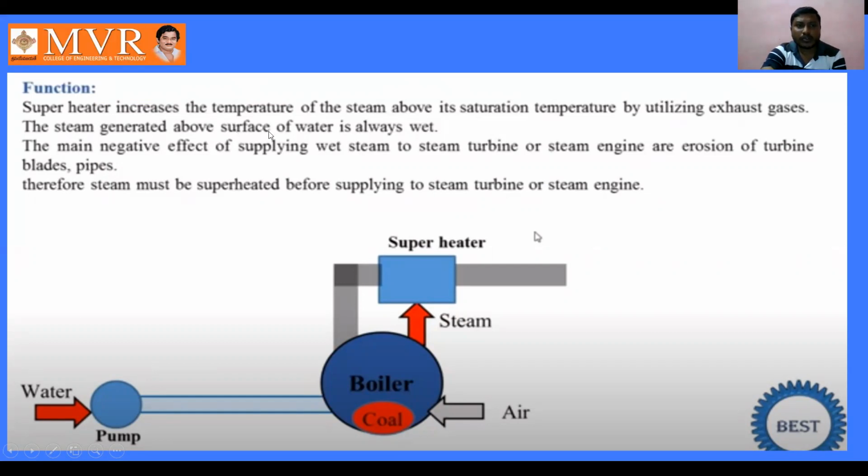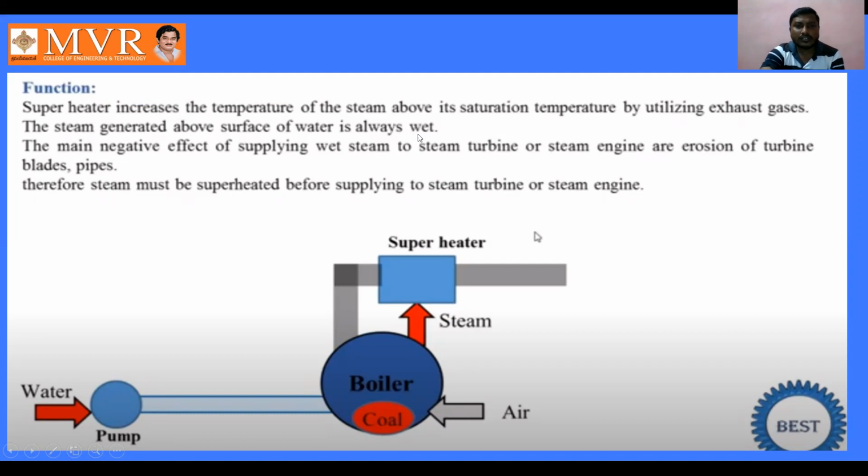The steam generated above the surface of water is always wet. The main negative effects of supplying wet steam to a steam turbine or steam engine are erosion of turbine blades and pipes. Therefore, steam must be superheated before supplying to a steam turbine or steam engine. We can observe here that the saturated steam cannot be supplied directly, because the steam generated above the surface of water is always wet.